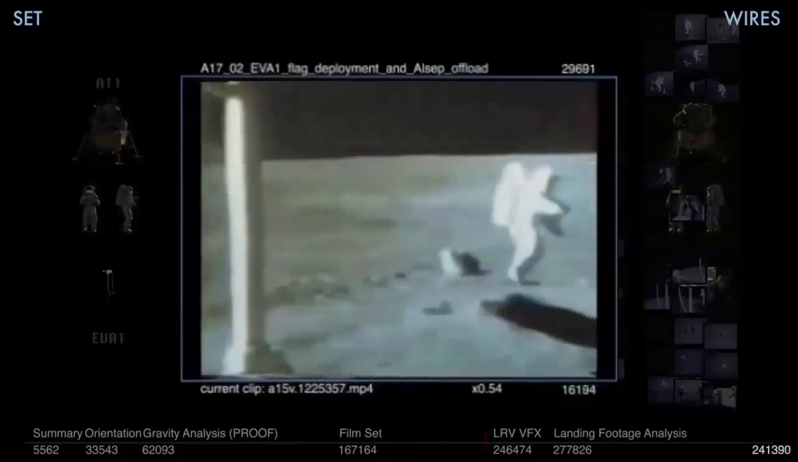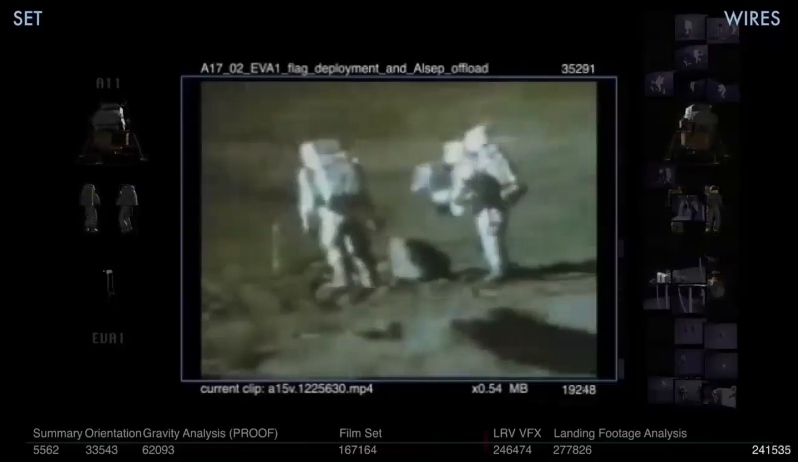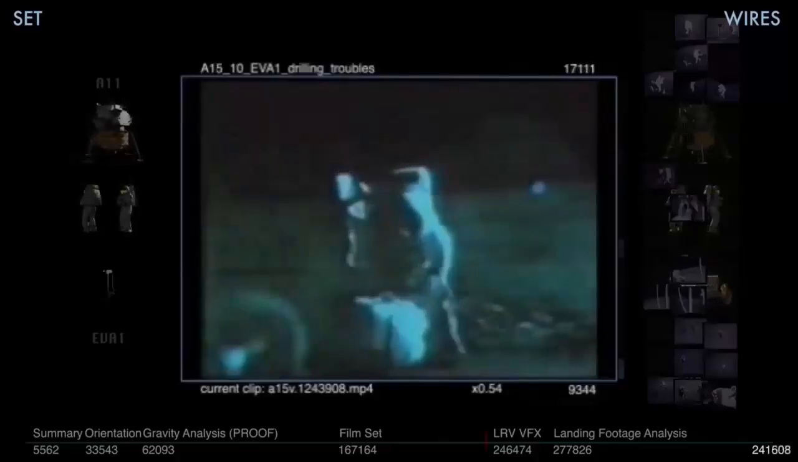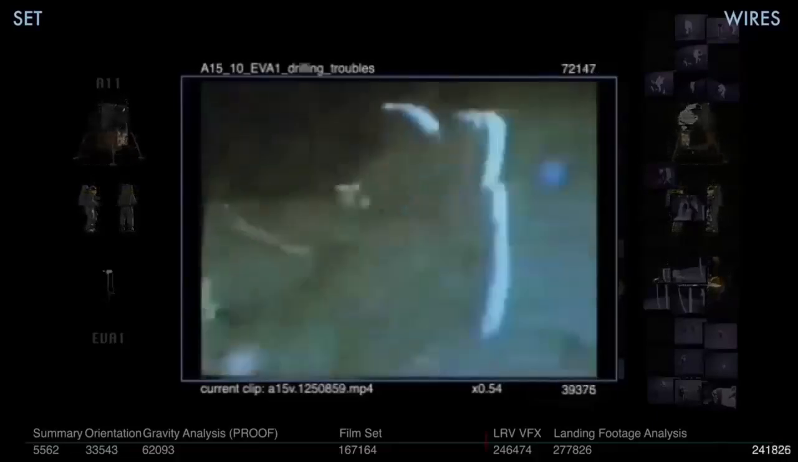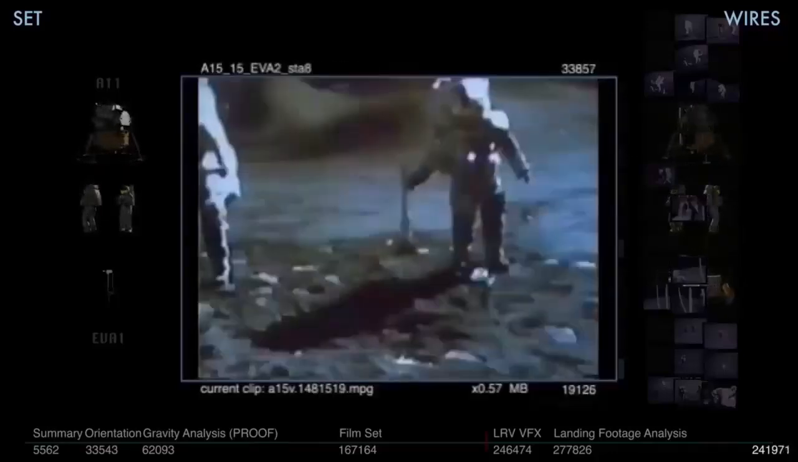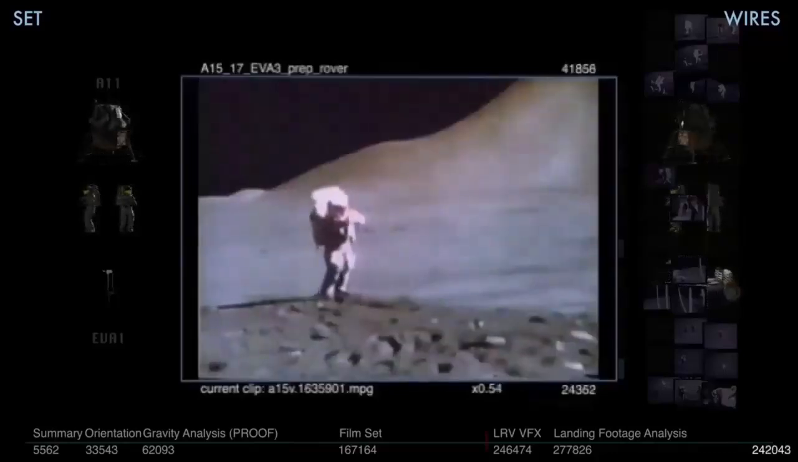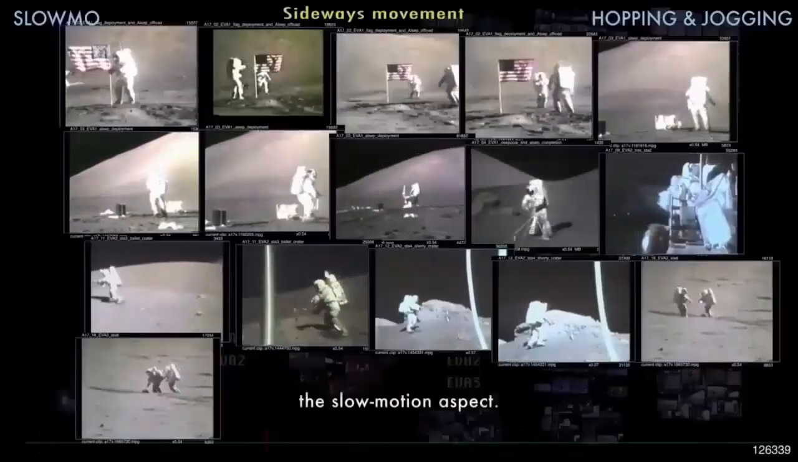Watch as these astronauts twist in a circle. I call this the rotisserie dance. You can clearly see that a wire is being pulled a little too soon. And here again, we see the rotisserie dance. This one seems funny and obviously in slow motion. Here's the slow motion aspect.